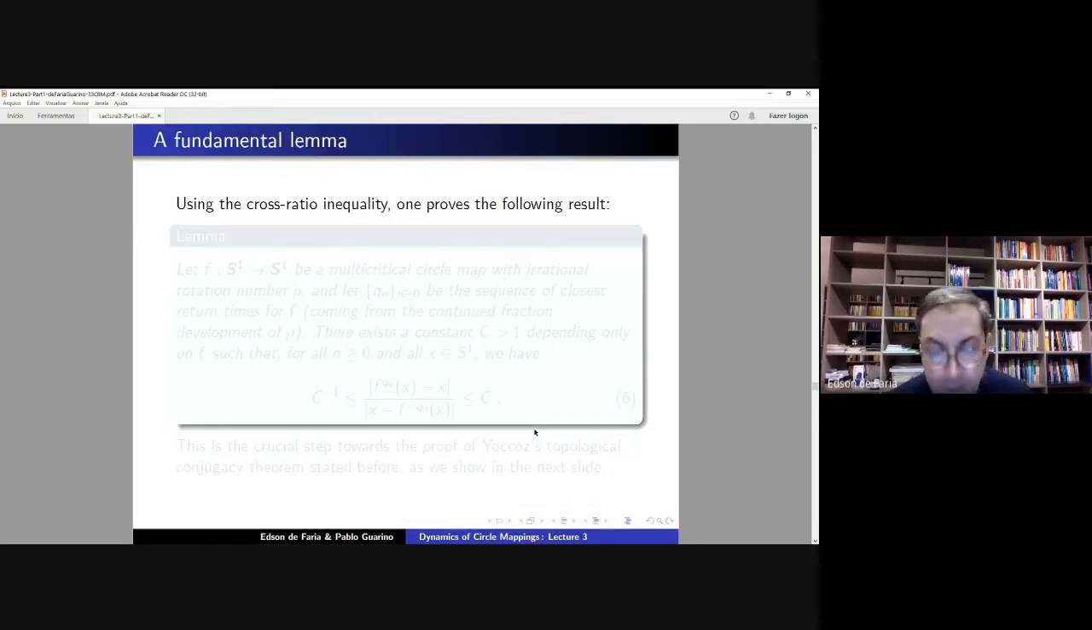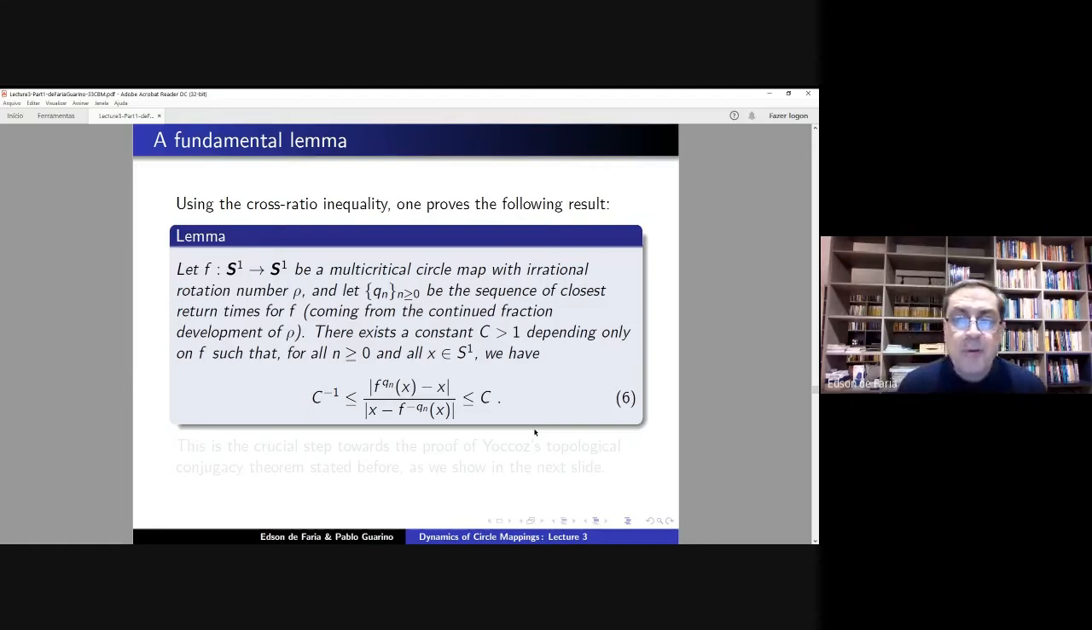Okay, now here is a fundamental lemma about multi-critical circle maps. So suppose you have a multi-critical circle map. I would like to point out that whenever I say multi-critical circle map, it's always assumed that the map is C3, okay? And it has non-flat critical points.